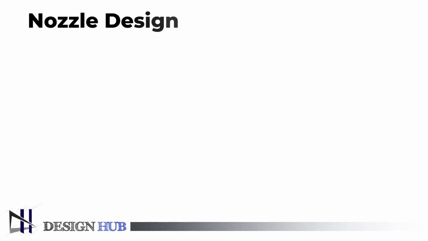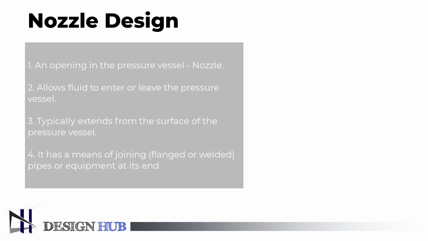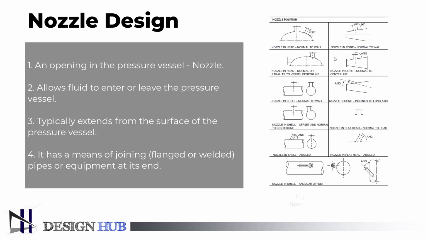This video will cover the nozzle design and its cutting. First of all, what is a nozzle? An opening in the pressure vessel is known as a nozzle, which allows fluid to enter or leave the pressure vessel. The nozzle typically extends from the surface of the pressure vessel, and has a means of joining pipes, or equipment at its end. You can see various positions of a nozzle on a pressure vessel in the chart.